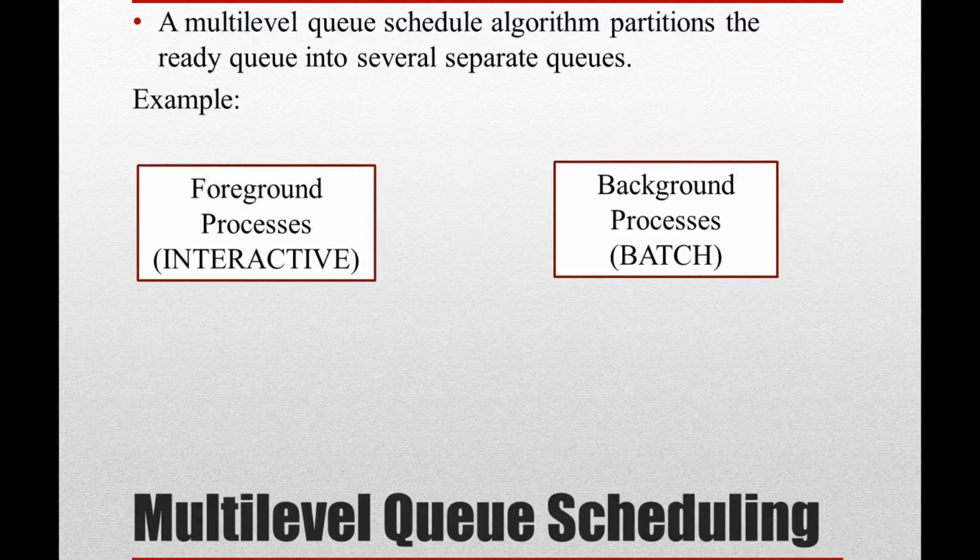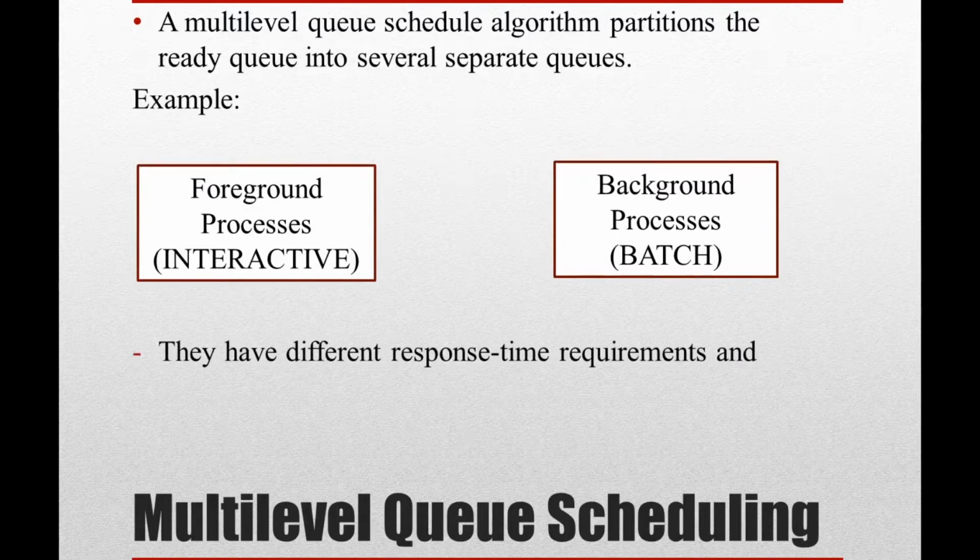So depending on the process, they have different response time requirements. As I said, foreground processes need to be quick and the background processes don't need to be as fast as the foreground. Therefore, they have different scheduling needs. In addition, foreground processes may have priority over background processes.